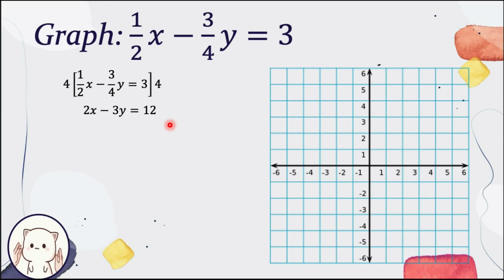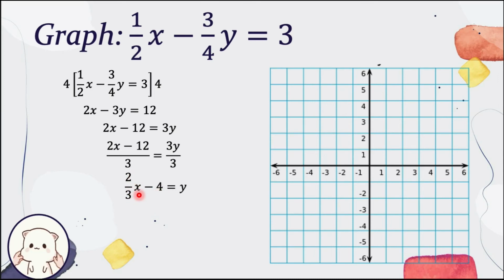So we have to transpose -3y to the other side. We copy 2x and then transpose 12, so that will now be -12. And then -3y will become +3y. So we have to remove 3 by dividing both sides of the equation by 3. The answer here will be 2/3 x minus, 12 divided by 3, the answer is 4. And then 3 divided by 3, the answer is 1. So here, your slope is 2/3 and your y-intercept is -4, which can also be written as (0, -4).